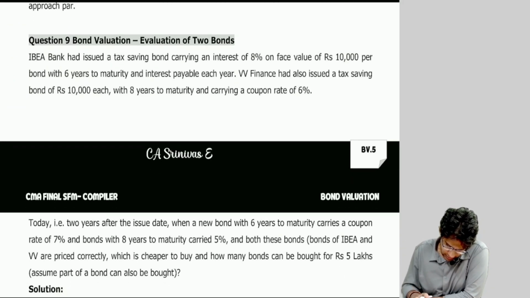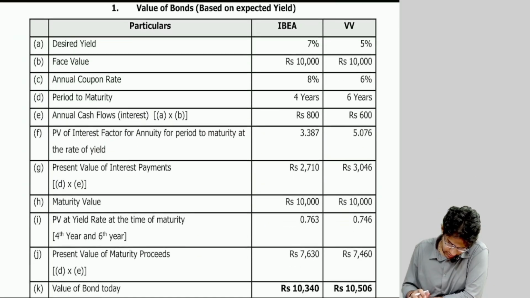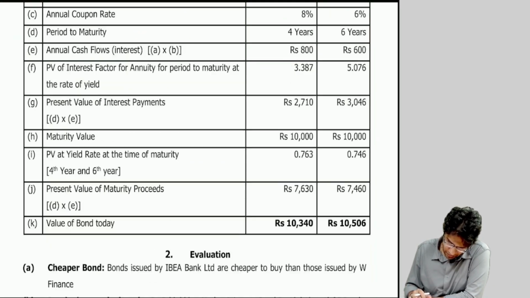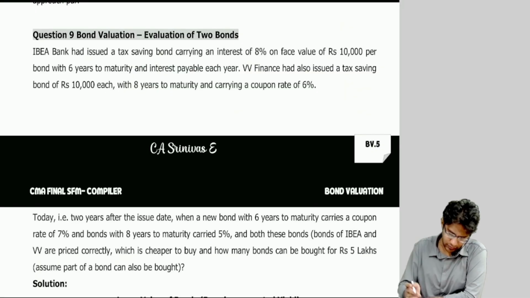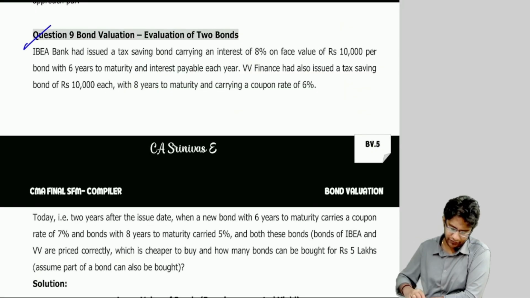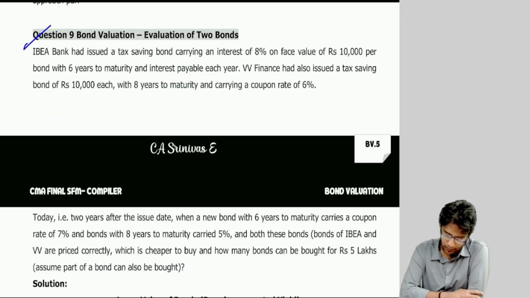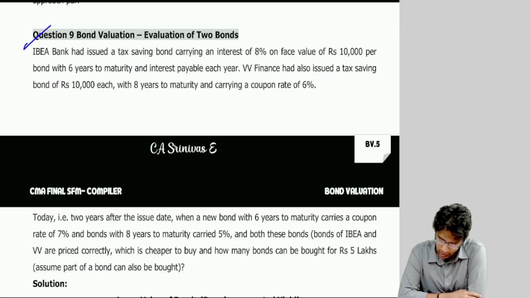Come to the ninth question. Ninth question also you can do, but go through it, not do it. We'll go through and finish it off. IBA Bank had issued a tax-saving bond carrying an interest rate of 8% on face value of rupees 10,000 per bond with 6 years to maturity and interest payable each year. Well, 10,000 rupees face value, coupon rate is 8%, 6 years life.